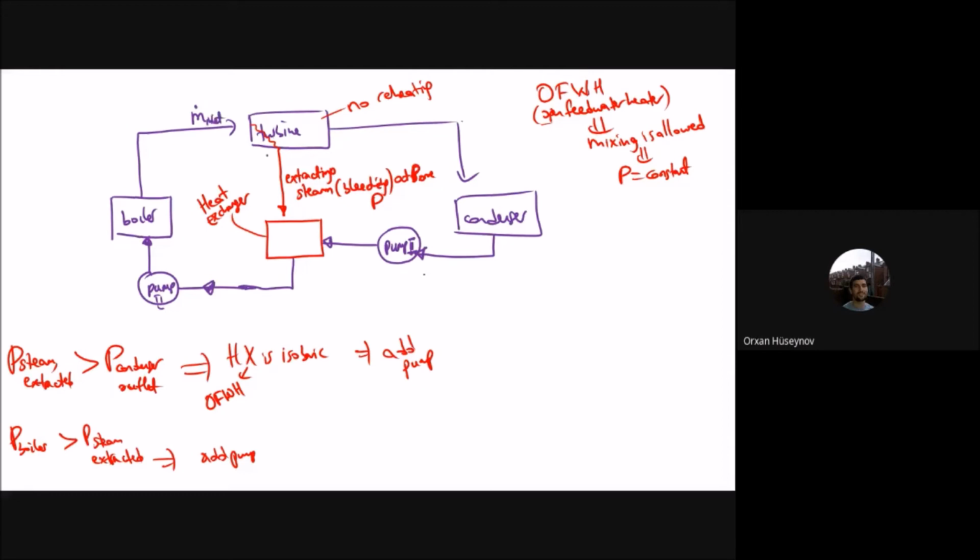And this m dot is divided into two parts. One part is y multiplied with m dot, and the other one is 1 minus y multiplied with m dot here. And this y value is between 1 and 0. Okay. It's a fraction.